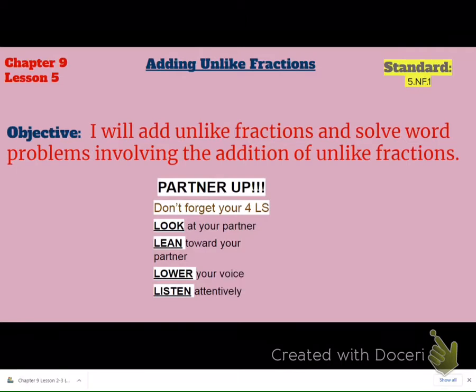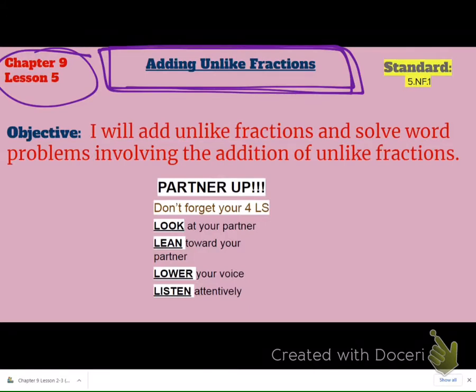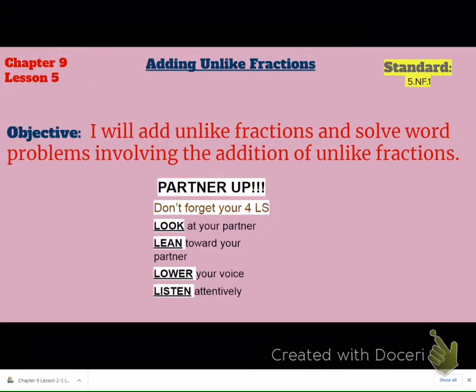Go ahead and, if you would please, open up your notebook. Go ahead and title up on top. We are dealing with Chapter 9, Lesson number 5. Title it Adding Unlike Fractions. Put that up on your header, the top of your page, after our last lesson, which was 9, 2, and 3. You should have 9, 5, adding unlike fractions.